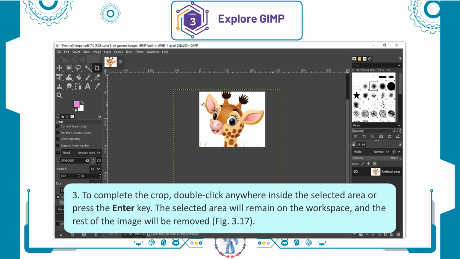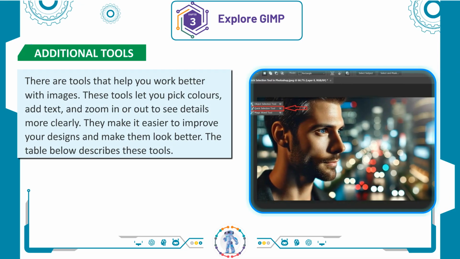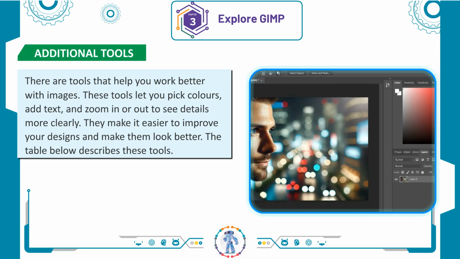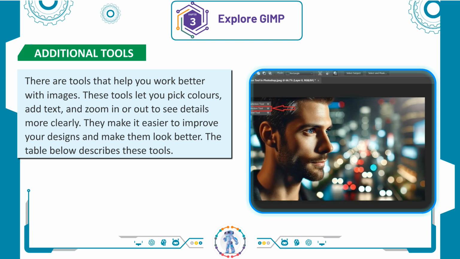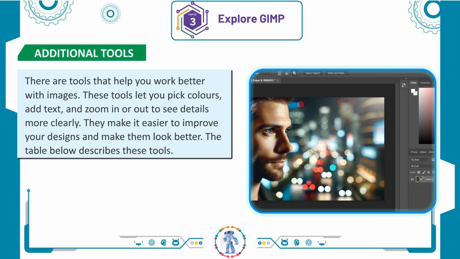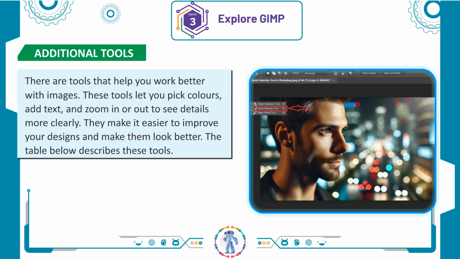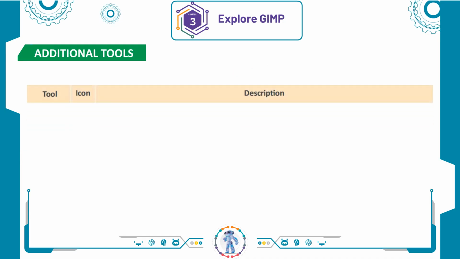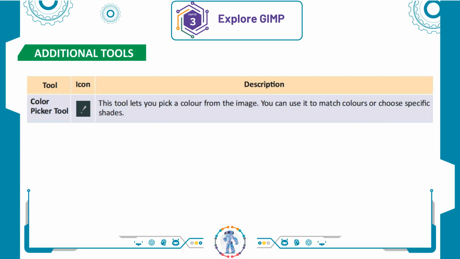Fig 3.17. Additional tools. There are tools that help you work better with images. These tools let you pick colors, add text, and zoom in or out to see details more clearly. They make it easier to improve your designs and make them look better. The table below describes these tools. Tool. Icon. Description. Color Picker tool. This tool lets you pick a color from the image.